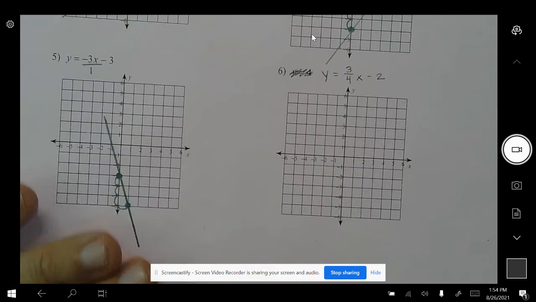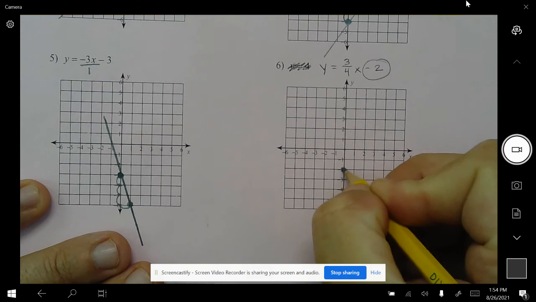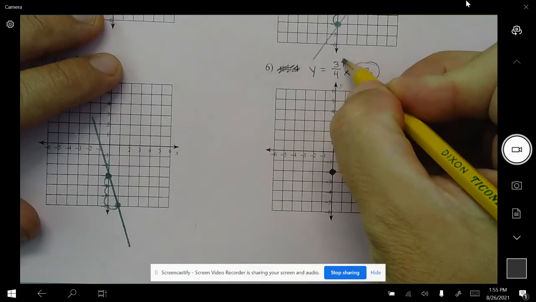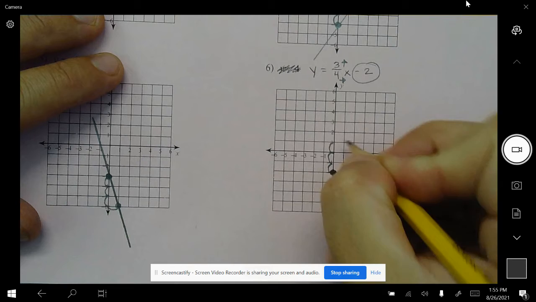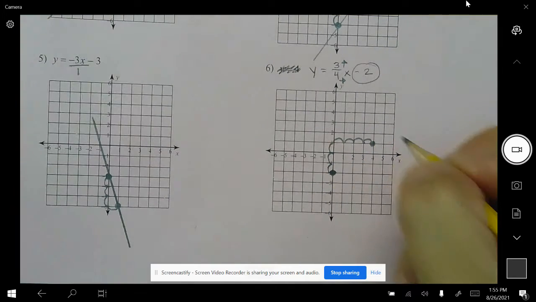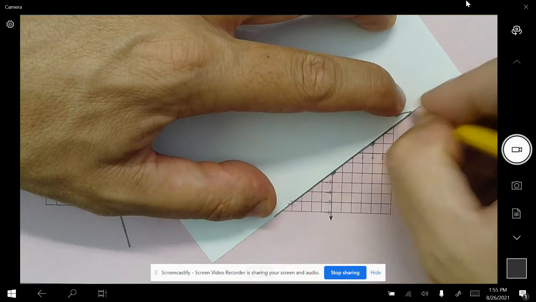I know I'm going kind of fast through these, but I want to make sure you know what you're doing. -2, first step. And then I'm going to go what? Rise 3, run 4. 1, 2, 3. 1, 2, 3, 4. Okay.